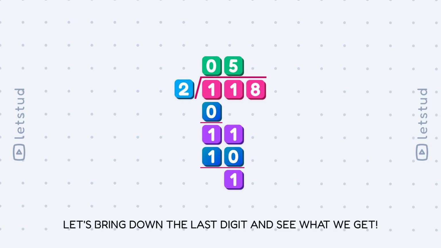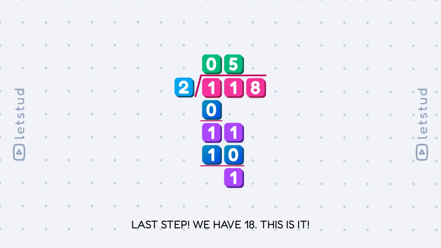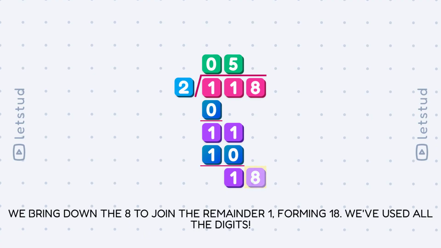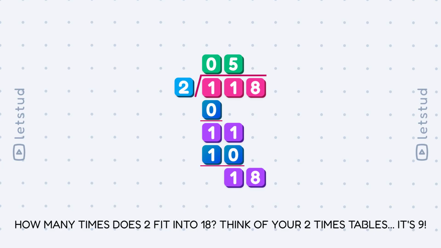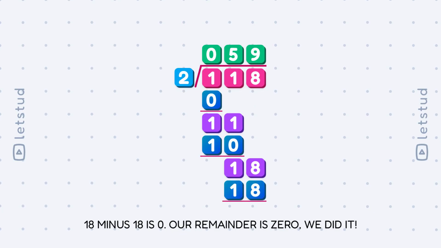Let's bring down the last digit and see what we get. Last step, we have 18, this is it. We bring down the 8 to join the remainder 1, forming 18. We've used all the digits. How many times does 2 fit into 18? Think of your 2 times tables. It's 9. 9 times 2 is 18. Perfect fit, no leftovers. 18 minus 18 is 0. Our remainder is 0. We did it.